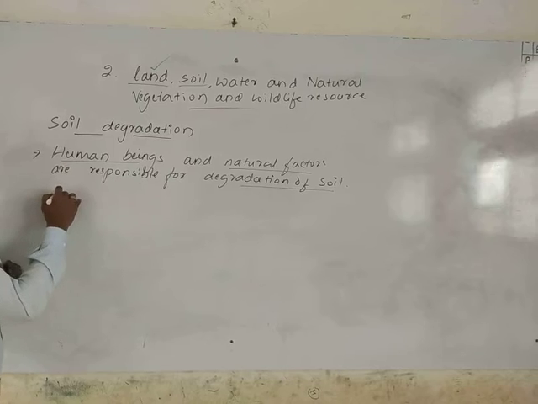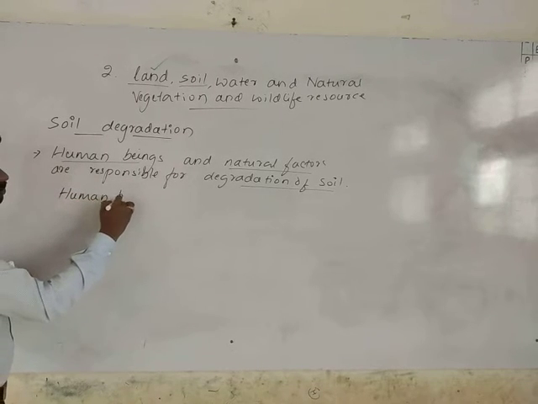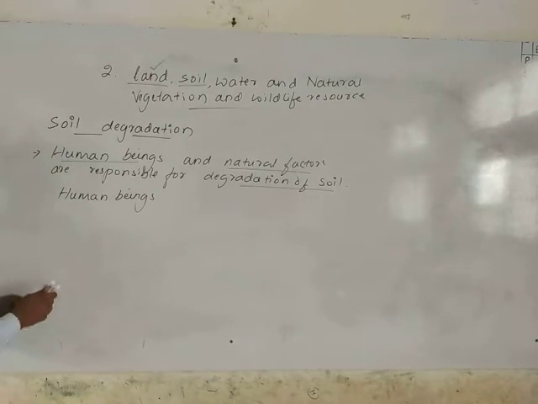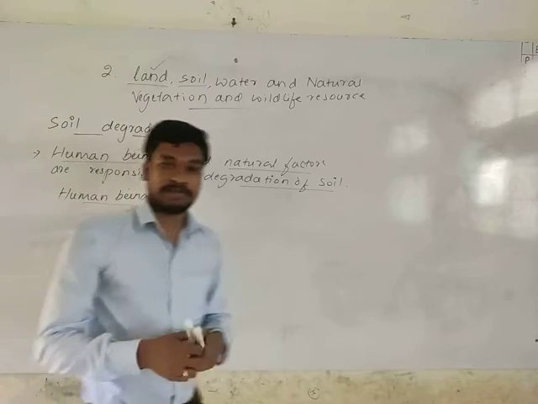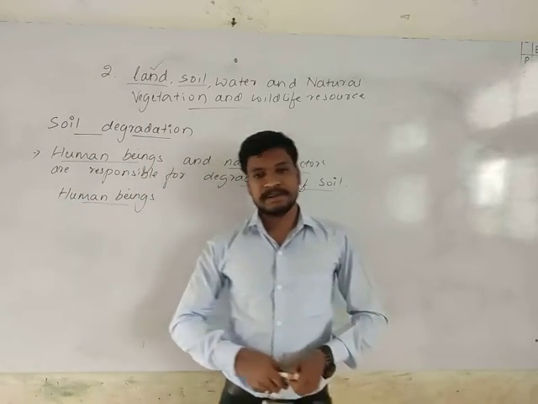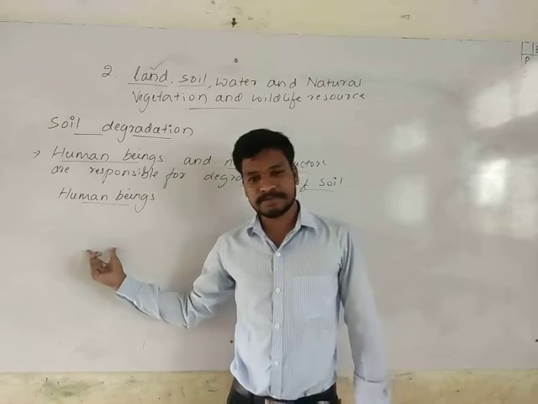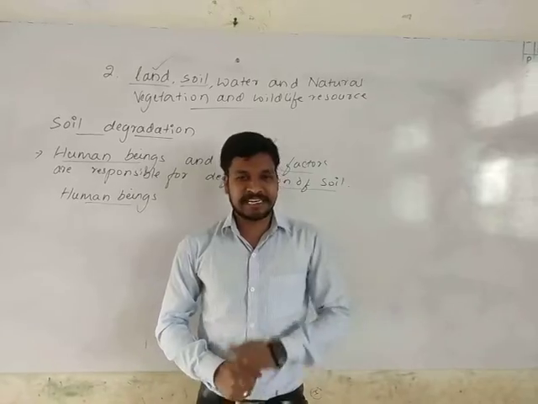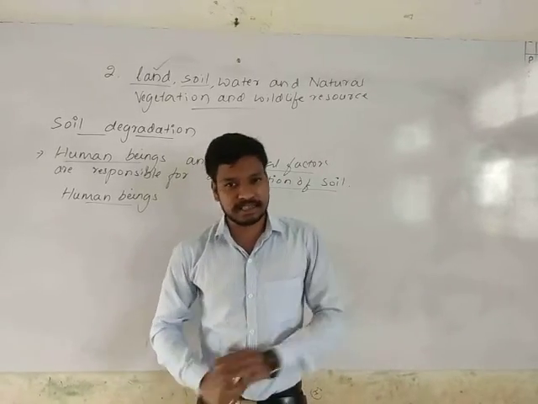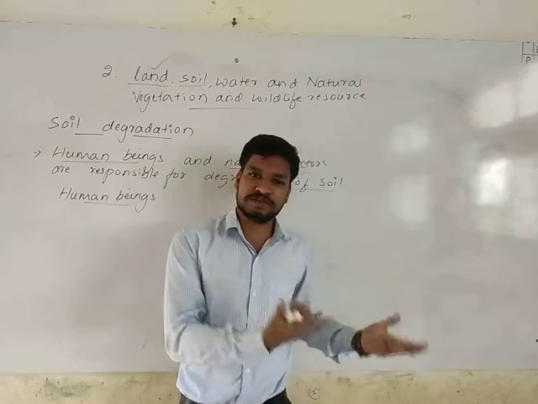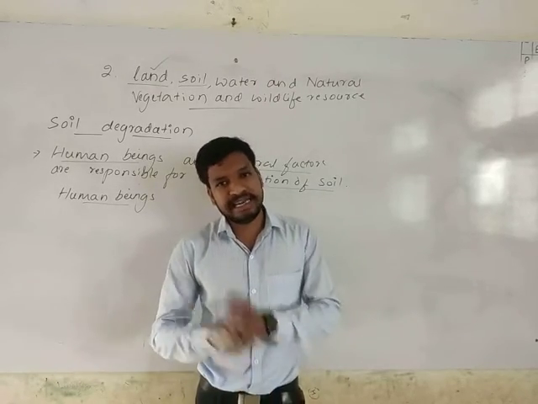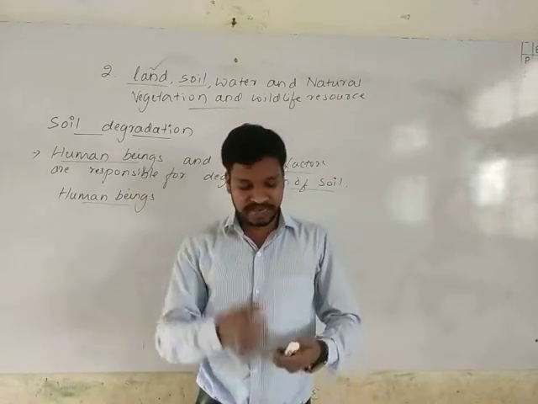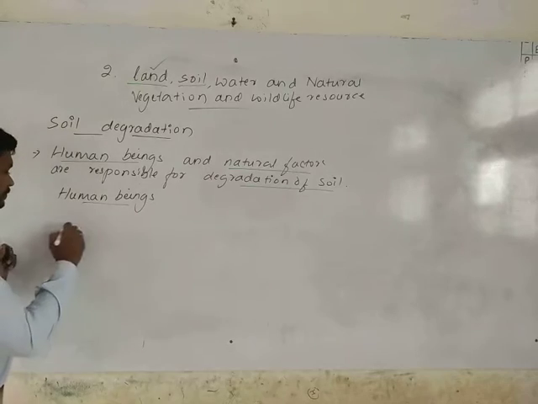First, the factor of human beings. What are those human activities which lead towards degradation of soil? Any example? Yes, mining activity. Deforestation. What do you mean by deforestation? It's chopping of trees, clearing the land surface by cutting the trees, for the construction of buildings, roads or industries. It's one main activity of humans.